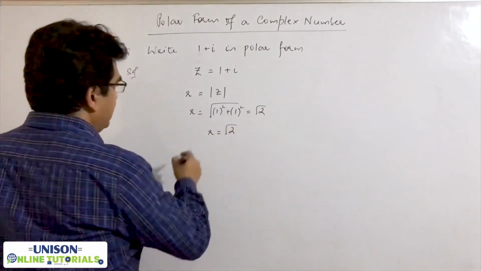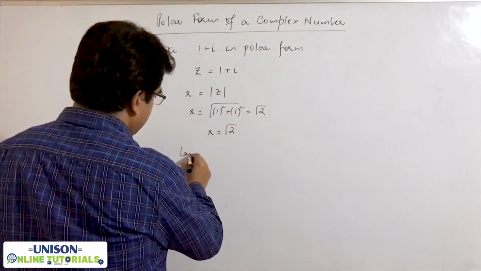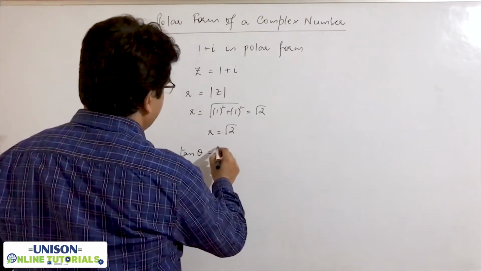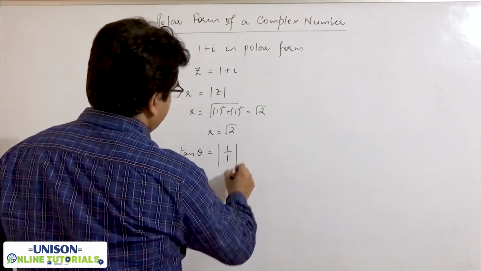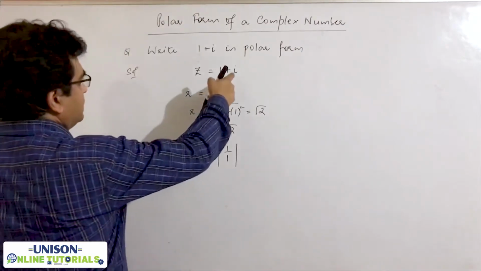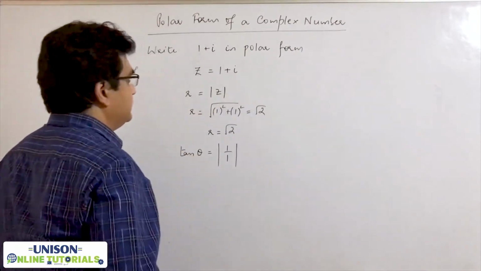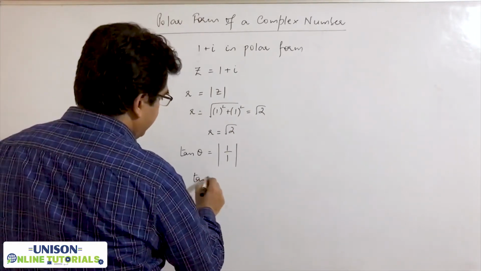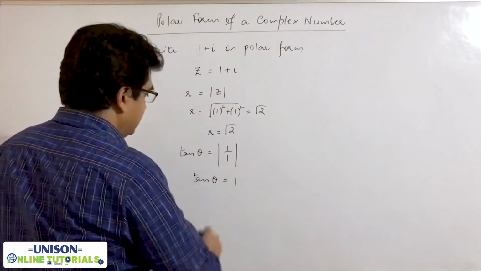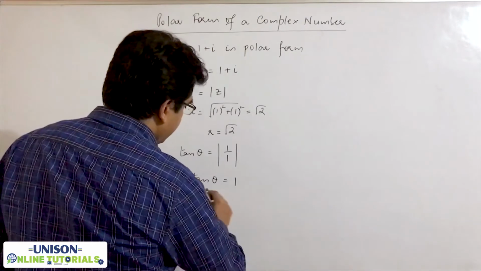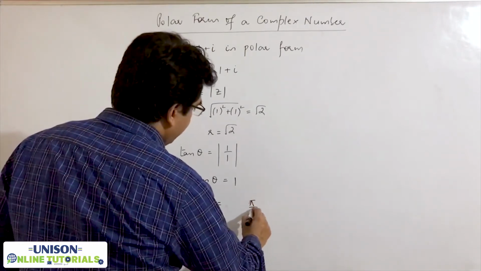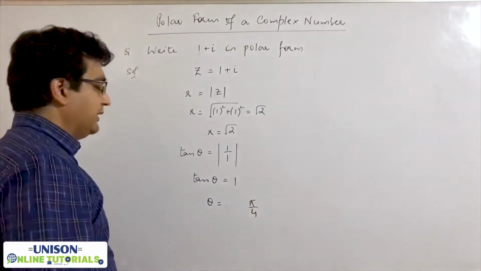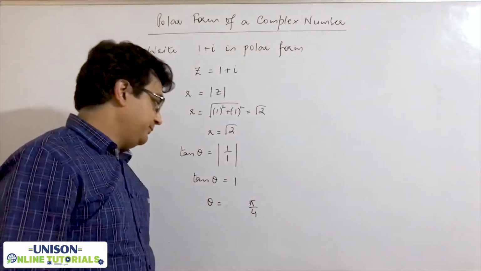Then we have to find the value of theta. Now tan theta is y by x, that is 1 by 1, because the imaginary part, that is y, is 1, and the real part, that is x, is 1. So tan theta will be 1. So theta will come out to be, when tan theta is 1, 45 degrees, and 45 degrees is written as pi by 4 in radians.